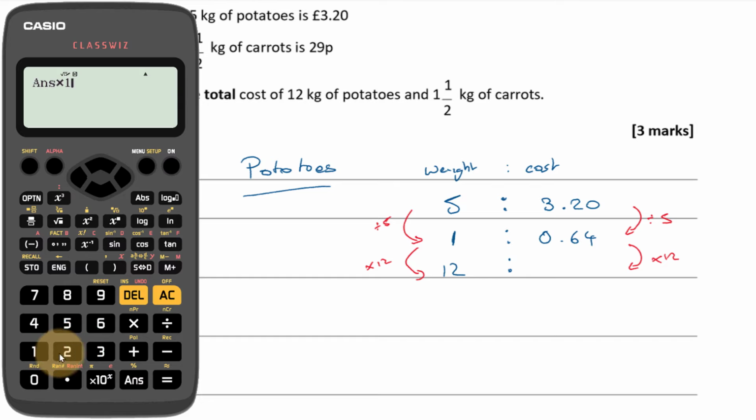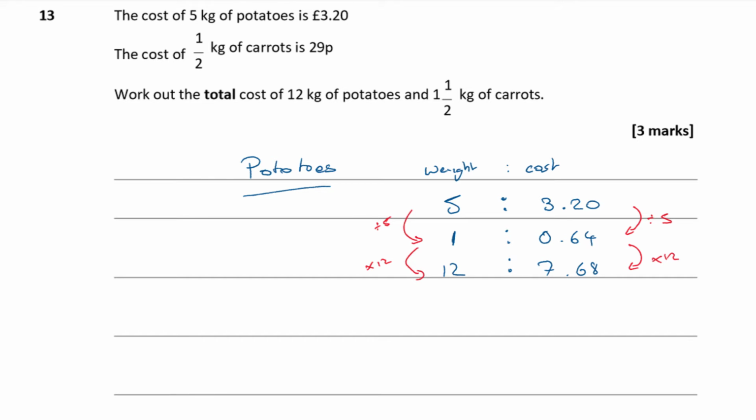It's just the last one we're interested in. It's £7.68. So that's going to be the cost of the potatoes. So potatoes are going to cost £7.68.